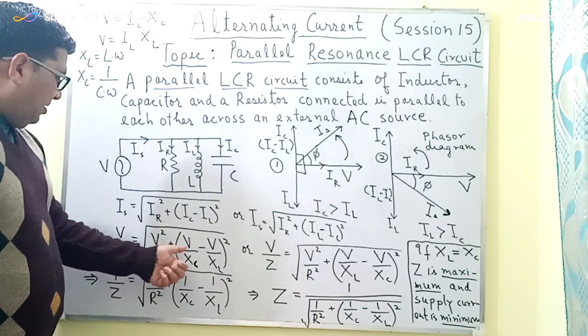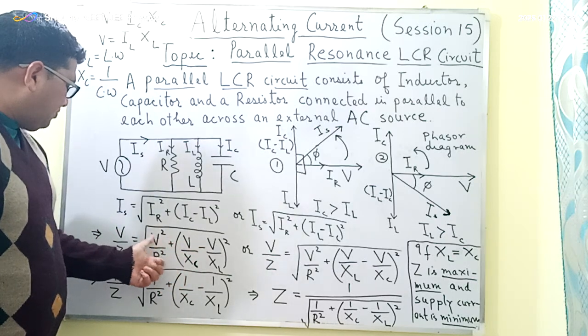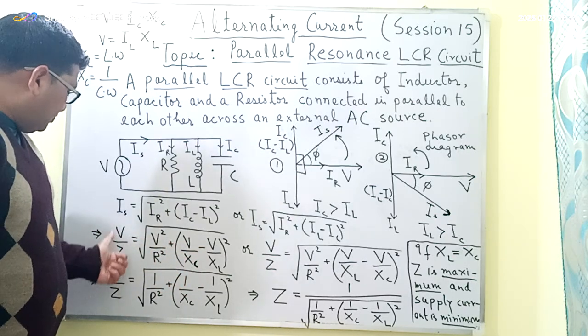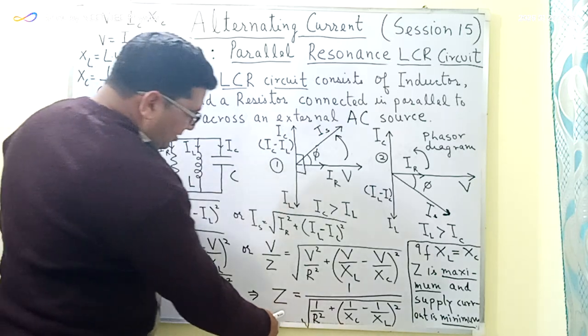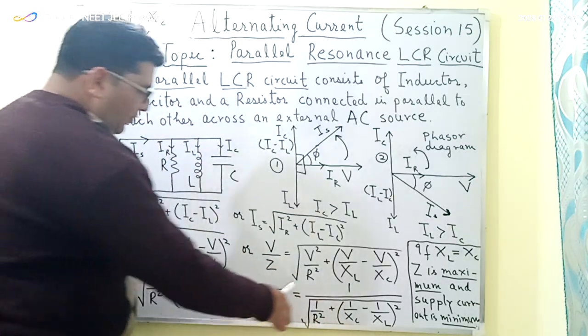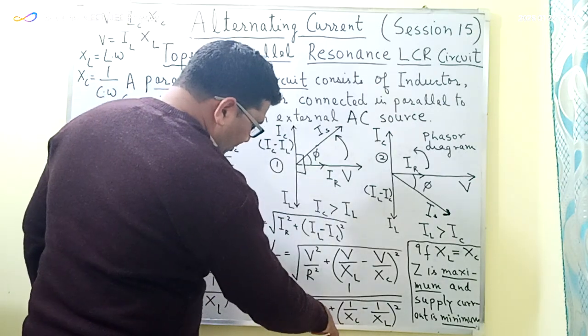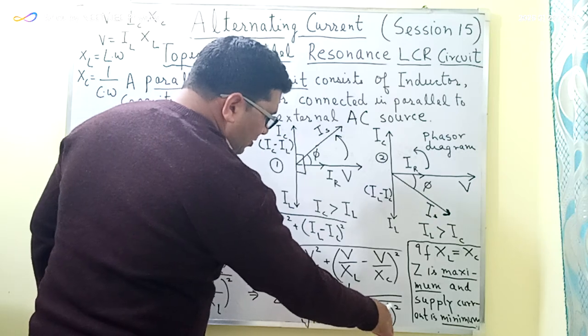Because यहाँ से V हमने कॉमन ले लिया तो ये V स्क्वायर हो जाएगा, और ये भी यहाँ V स्क्वायर है, तो इसको हम बाहर ले लेंगे, तो V and V will get cancelled out. So from this relation I am getting the value of impedance is equal to 1 upon under root 1 by R square plus in bracket 1 by XC minus 1 by XL का whole square.